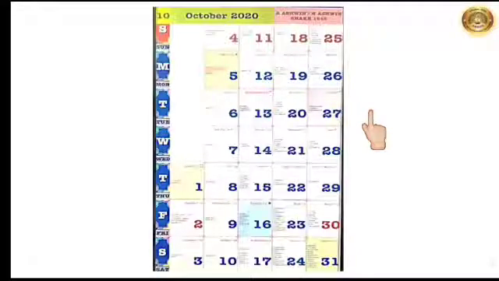So children, which festival was on 2nd of October? Yes, Gandhi Jayanti. That is why this too is marked with the red color, because we have a holiday on this day. Like this, you will be able to read a calendar easily.